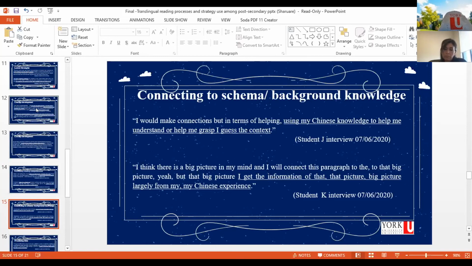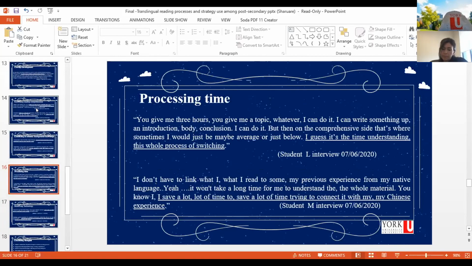The codes indicate that students are contextualizing through recognizing, reconfiguring, and redeploying personal experiences to construct the meaning of the text. On processing time, one student said, I guess it's time understanding the whole process of the switching. Another student said, I have a lot of time to save by trying to connect with my Chinese experience. It's about processing time because students here demonstrate using their semiotic resources by switching and connecting to their experiences that happen in their fluid linguistic repertoire. And students try to align with the text to understand and make meaning of the text.